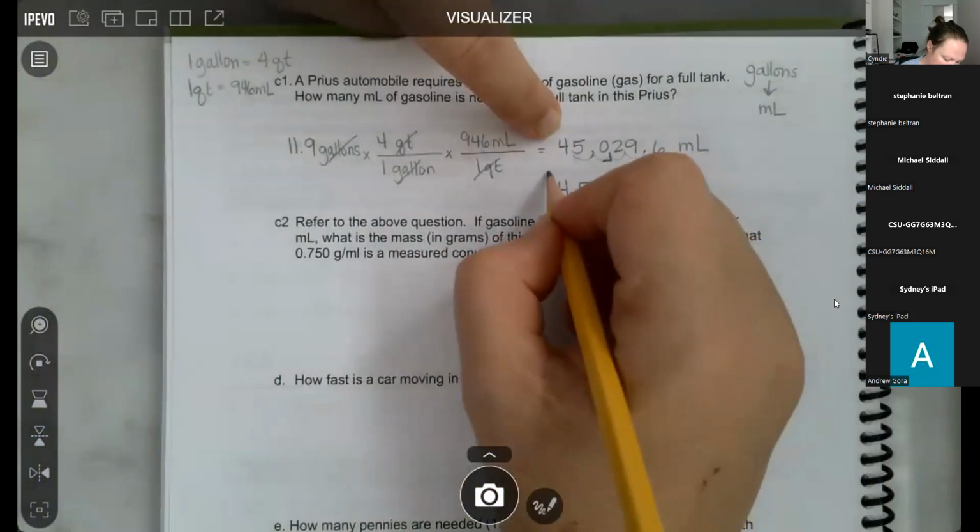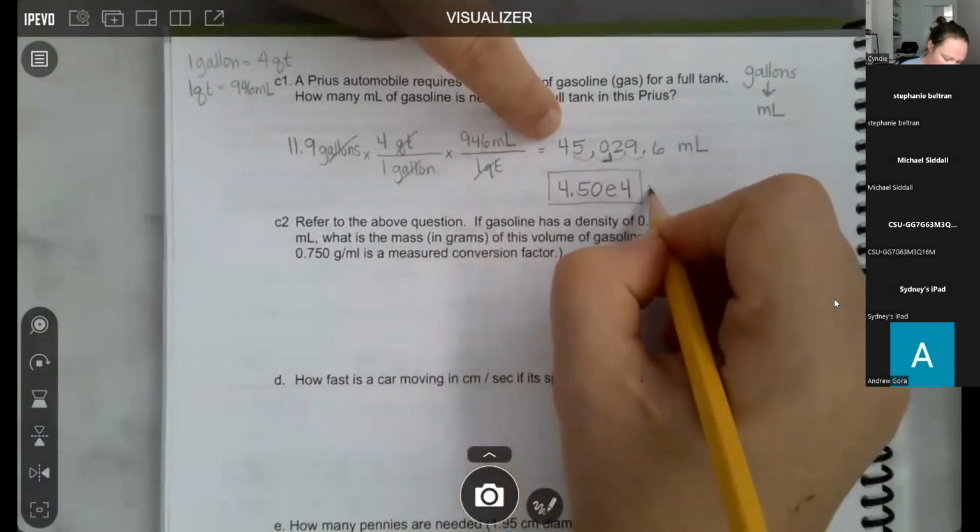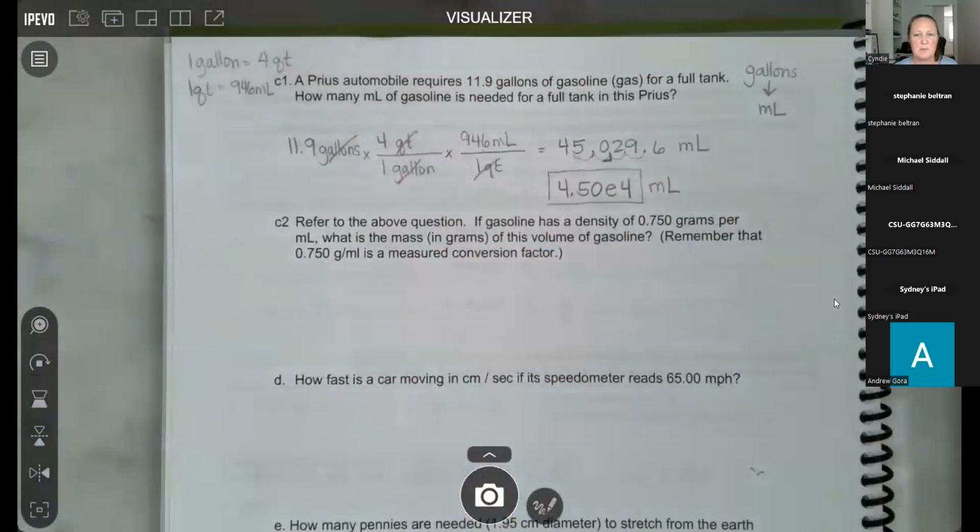And that's what you're going to put in. You're not going to put in mL, right? Don't put in the units into Canvas. It will be marked wrong. Okay.